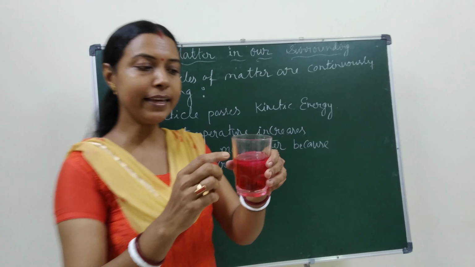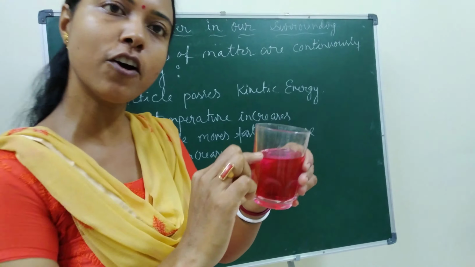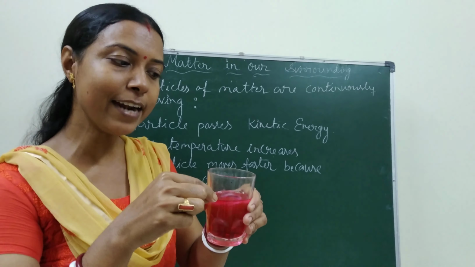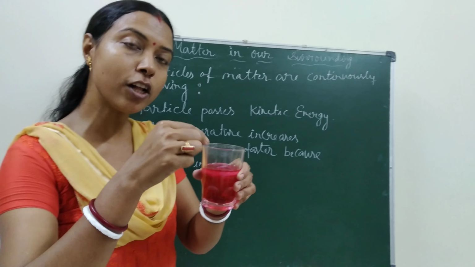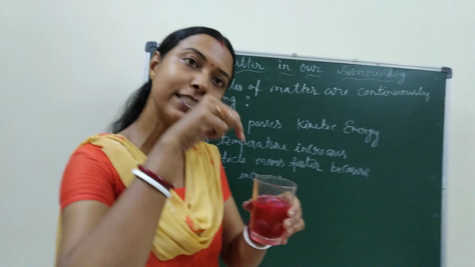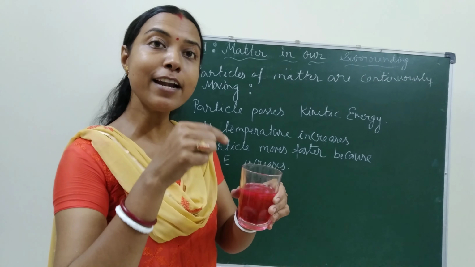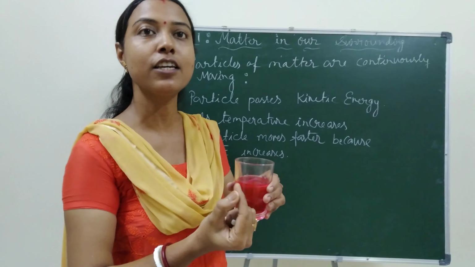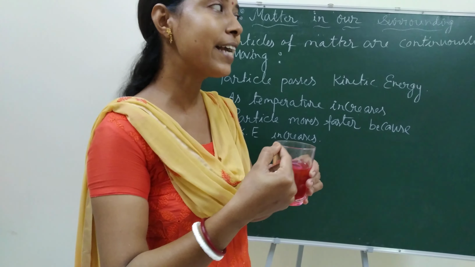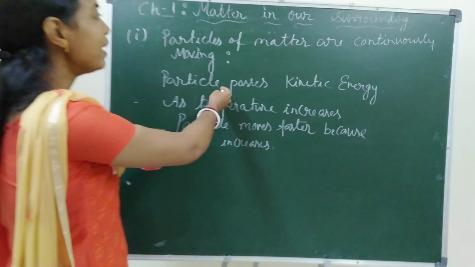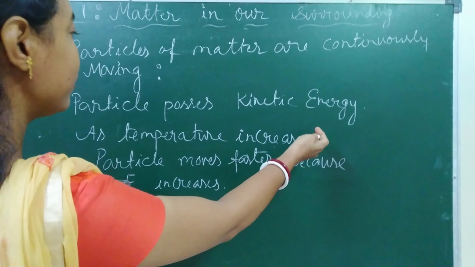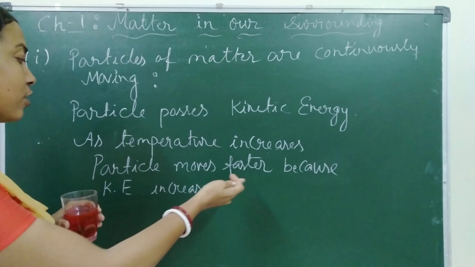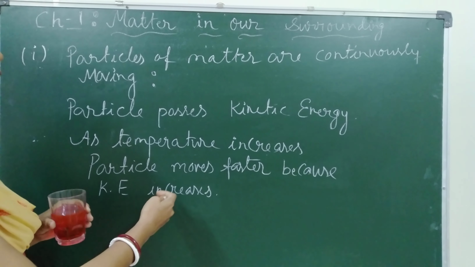At first only water molecules were there. When I added color into it, that means the color particles also started moving inside the water. That means this particle possesses kinetic energy. And as the temperature increases, particles move faster because kinetic energy increases.